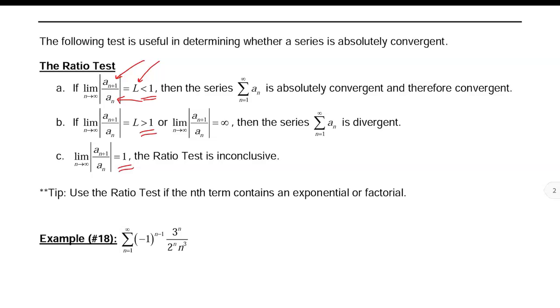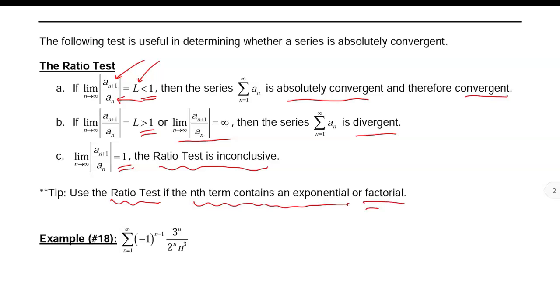If the limit is less than 1, then the series is absolutely convergent, therefore convergent. If the limit is greater than 1, or the limit equals infinity, then the series is divergent. If the limit equals 1, the ratio test is inconclusive. By the way, go to the ratio test if we have nth terms that contain an exponential, or if there is a factorial in the nth term.